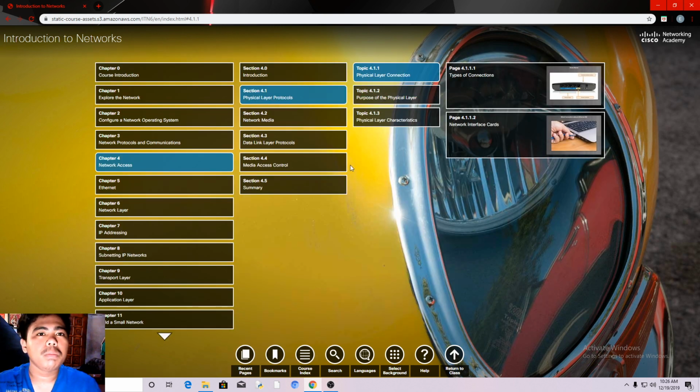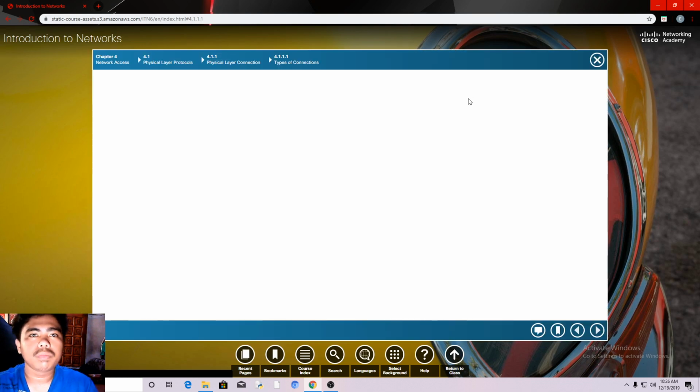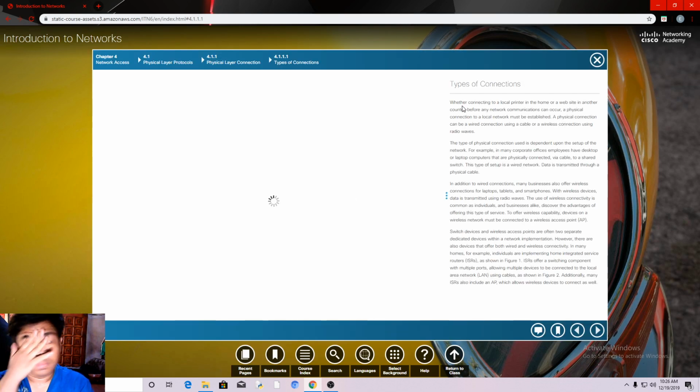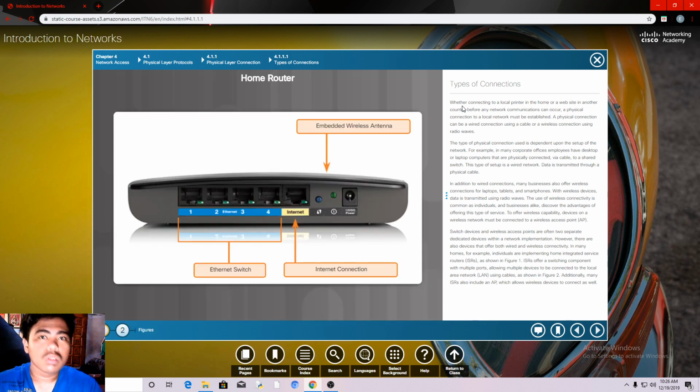Let's start with the physical layer protocol. Here we have an example of a home router, and as shown in the figure we have different ports. We have the Ethernet switch ports, counted as 1, 2, 3, 4. They have 4 Ethernet ports, and then we have the internet connection here, the fifth one. Then we have the embedded wireless antenna. The antenna is important to have the connections visible.